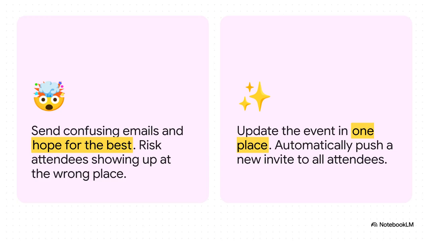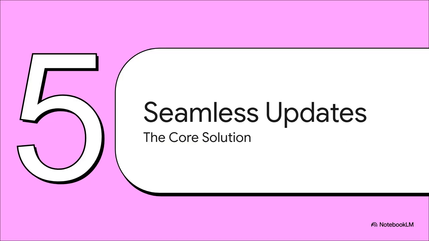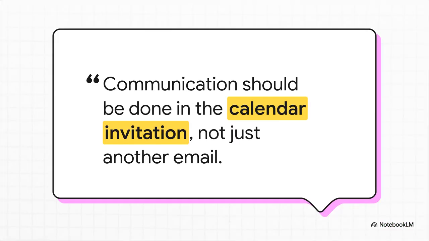But the new way? It's elegant. You update the event in one single place, and you let the tech do the heavy lifting. It's all about having one single source of truth for everybody. And this, right here, is where the real magic happens. Let's watch exactly how Mandy's smart setup solves this problem. Not just easily, but like instantly. The whole idea behind this is actually really simple, but it's so powerful. When your event details change, the update shouldn't be a separate email that's just going to get lost in a crowded inbox. No, the communication needs to happen right inside the calendar invitation itself. You know, the one place people actually look when they need the details.